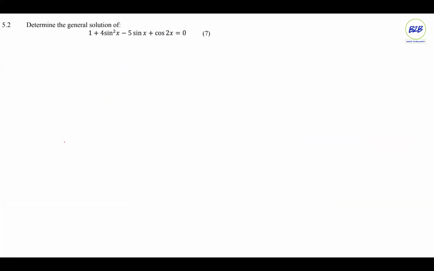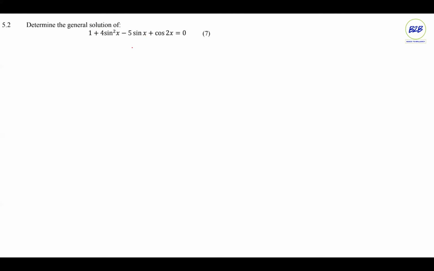Here we are given 1 plus 4 sine squared x minus 5 sine x plus cos 2x is equal to 0, and check the marks. 7 marks. When you see that 7, you must rejoice and be like, nice. All right, let's come back. Determine the general solution of that.